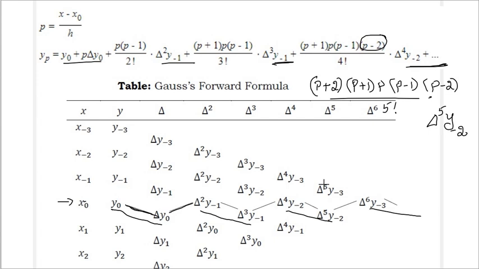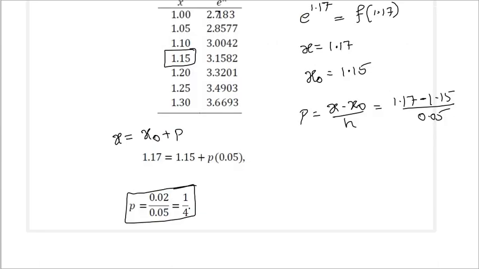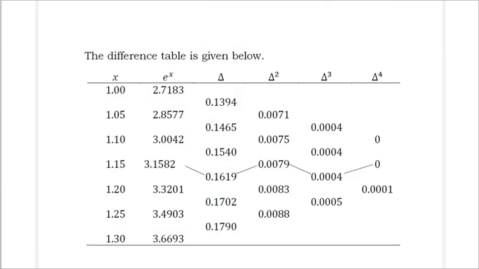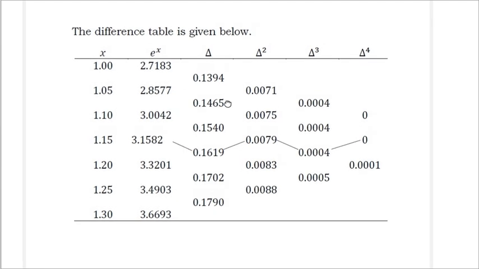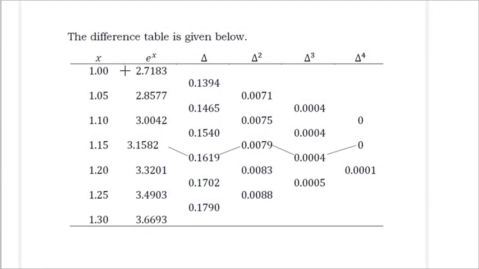What they have done here is they have used this formula x equal to x naught plus p into h. Okay, so we found what p is. Now let us write the Gauss forward interpolation formula, and before that let us construct the table. You take the difference table, you write the values of x and e power x. These are y values. So what is our middle value? This is x naught, and this is y naught.